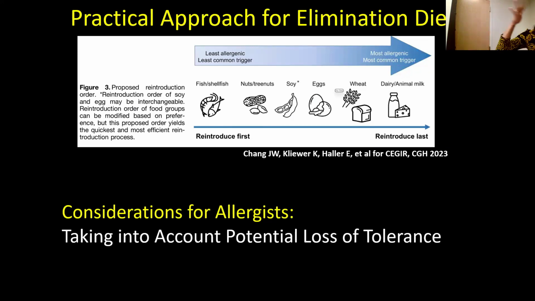So this is just an approach to reintroducing foods. We usually start with the least allergenic and move our way up the chain, but it's really a conversation with your patient about what they would like. What do they miss the most? What do they want to use? What do they want back in their diet?